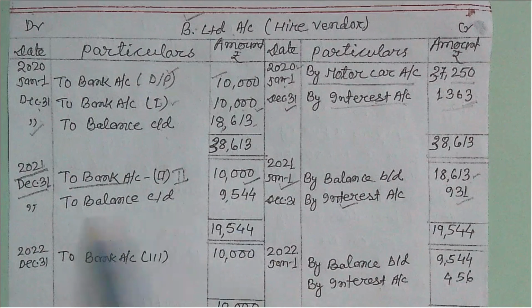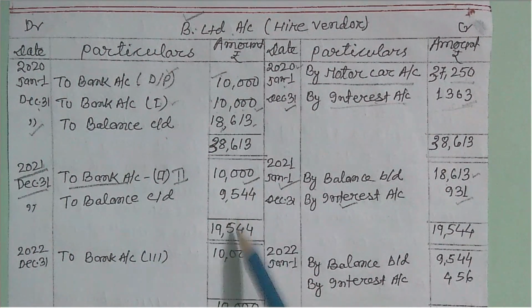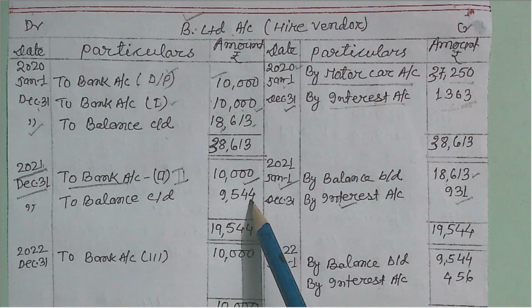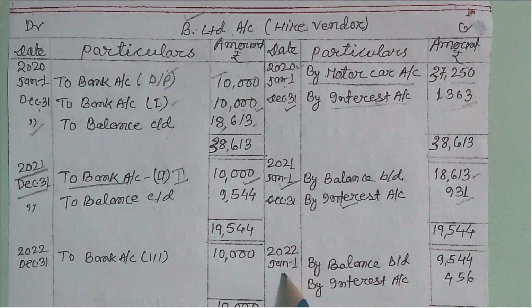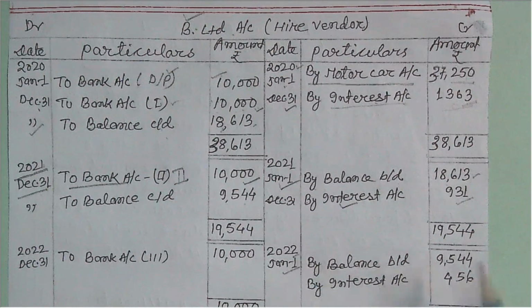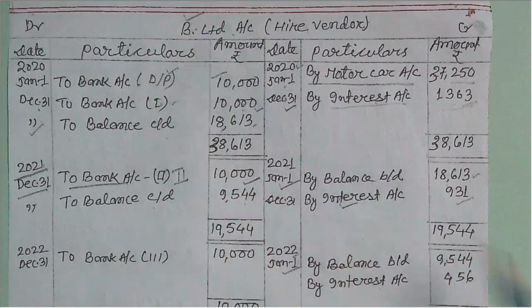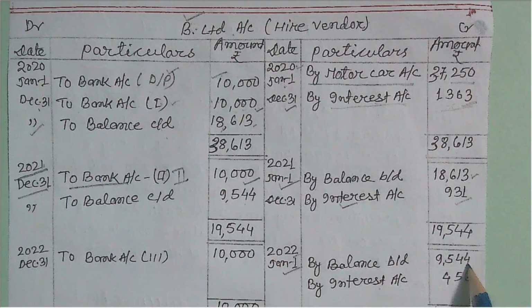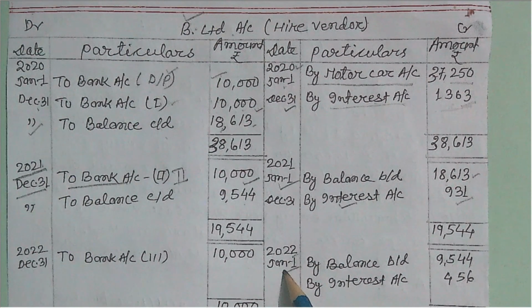So in this way, here the balance carried down, and this totaling, minus 10,000, the balance you will get is 9,544, and this balance carried down is made brought down on January 1, 2022. The amount payable to B Limited by A Limited is 9,544 at the beginning of the year, 2022 January 1.